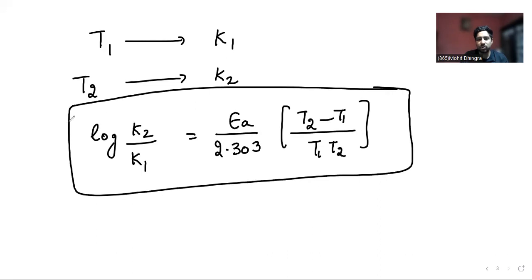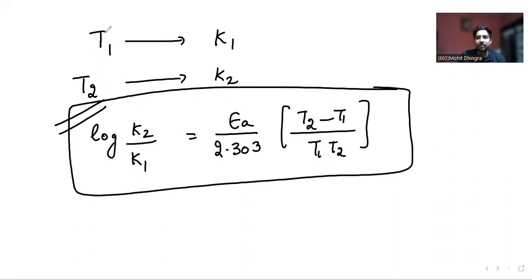This expression is very, very important, and for the past 7 years, one numerical is always asked from this relation, from this formula, in the CBSE. So please understand this once again.